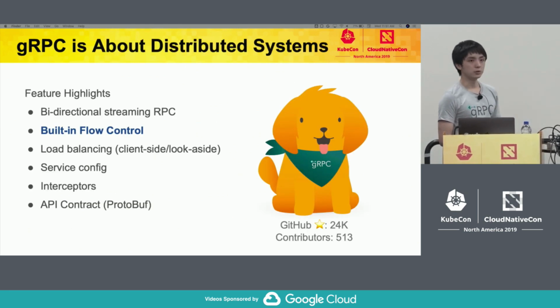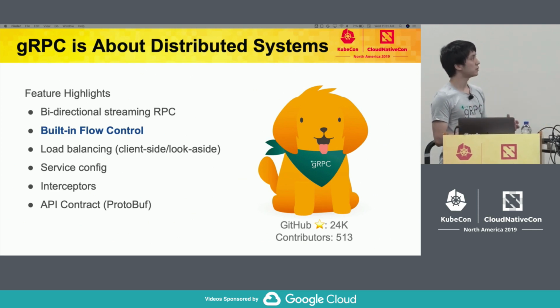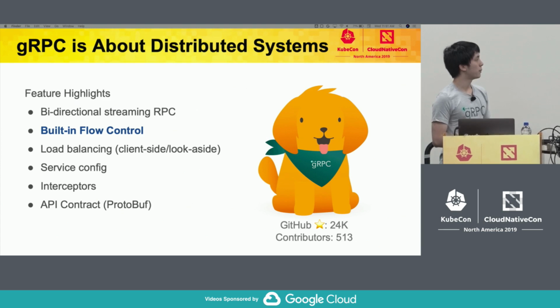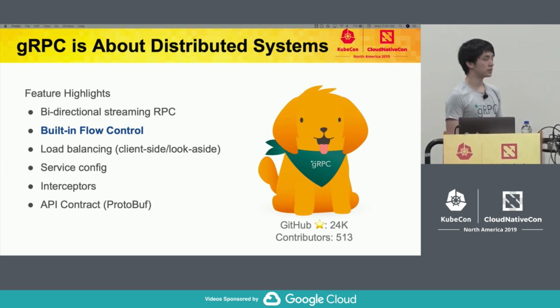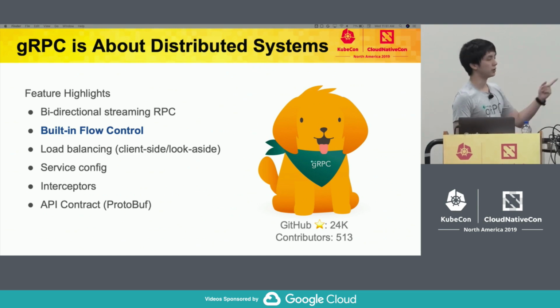Before we dive into the problem itself, let's refresh what gRPC is. gRPC, back in 2015, was designed by engineers who know networking systems quite well. It has a bunch of powerful features that can ease the pain of developing distributed systems, such as bidirectional streaming, built-in flow control, load balancing, service config, interceptors, and API contract. Today, we are going to dive into the built-in flow control.